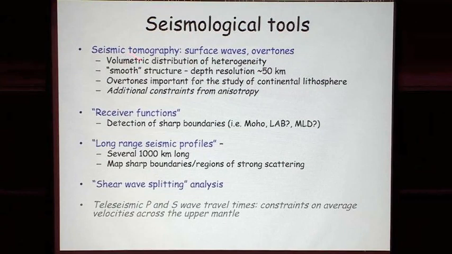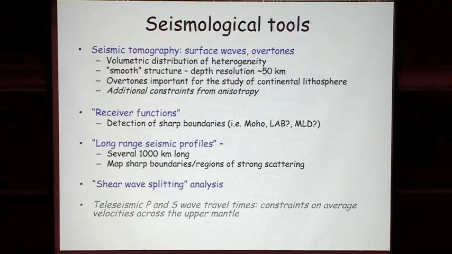I already mentioned in my previous lecture that overtones are important even for the study of continental lithosphere because the fundamental mode starts losing resolution around 200 to 300 kilometers. And as I will be discussing, there are additional constraints, important constraints, that we can get from seismic anisotropy. I'll be talking about this later.